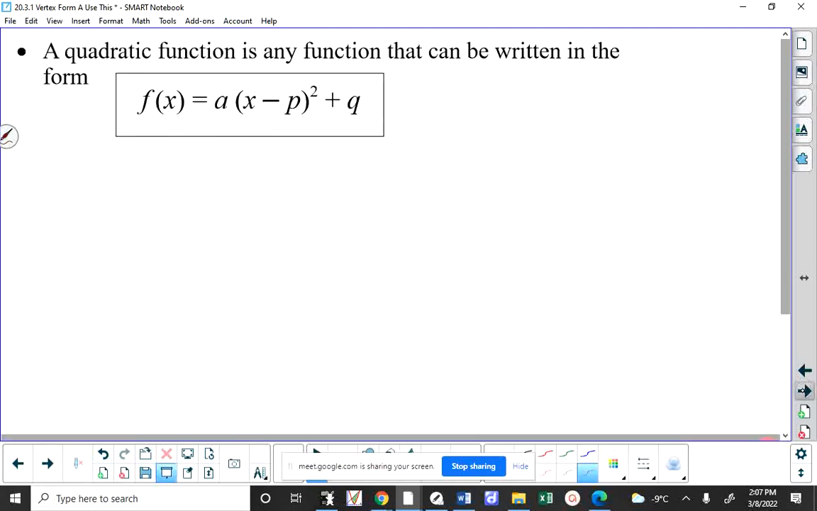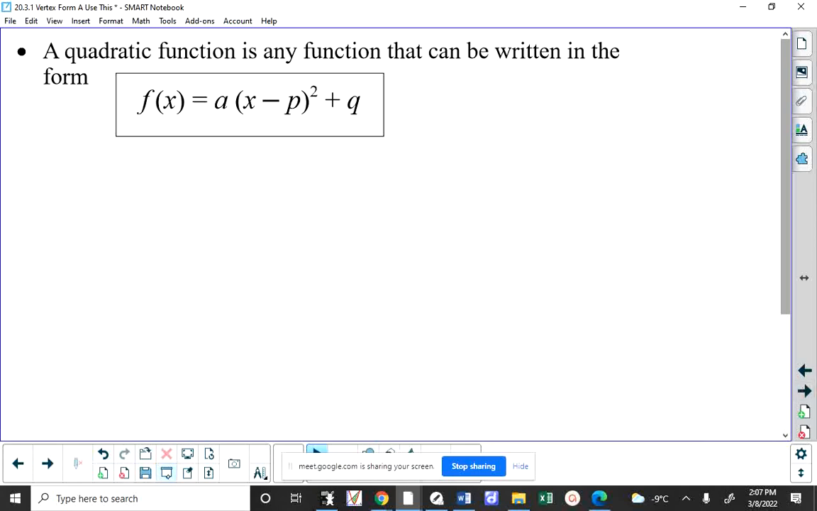So, what is a quadratic function? Well, a quadratic function is any function that could be written this way. Now, there's a lot in here. This isn't just about looking at it and going, oh yeah, I get it. There's a lot of new stuff here. So this says that f of x, and I'm going to keep using f of x, but you need to remember f of x is y. F of x or y is equal to a multiplied by, in brackets, x minus p, quantity squared, plus q.